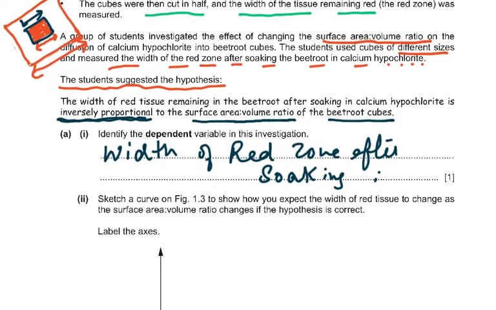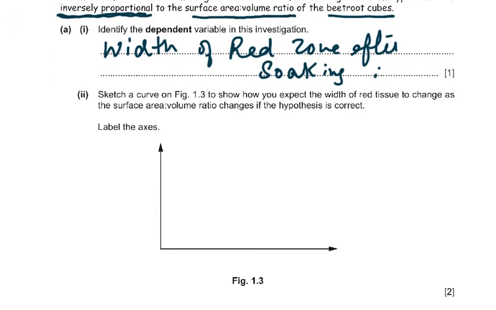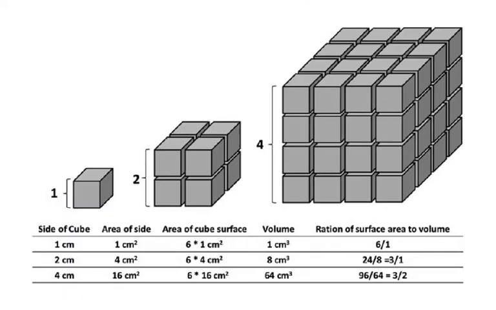Then we go on to the next part of the question. It says sketch a curve on figure 1.3 to show how you expect the width of the red tissue to change as the surface area to volume ratio changes, if the hypothesis is correct. Label the axis. Now I want you to look at this. For a 1 centimeter cube, the surface area to volume ratio is 6:1. Then for a 2 centimeter cube, the ratio is 3:1. Then it is 3:2.